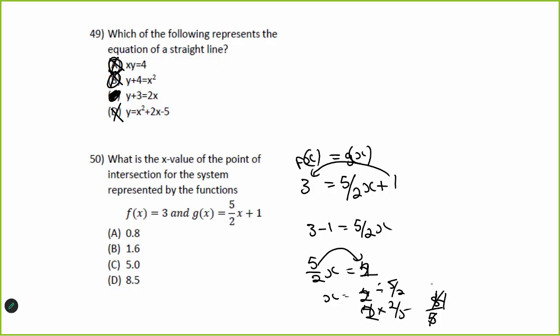5 into 4 is 0, which means that 5 into 40 is 8. So the answer is 0.8. So you could put 0.8. What you could have done is put these values into this equation and see which one is equal to 3. So you could have said 5 over 2 by 0.8 plus 1. Am I getting 3? Yes. So you know that is the answer.